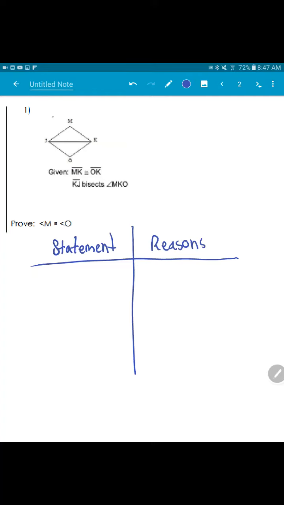Alright guys, so you're having problems with question number 1. Now you can see here I've already drawn up my statement and reasons column, which is something that you should do right from the start. Now we're being given a few givens for this problem.